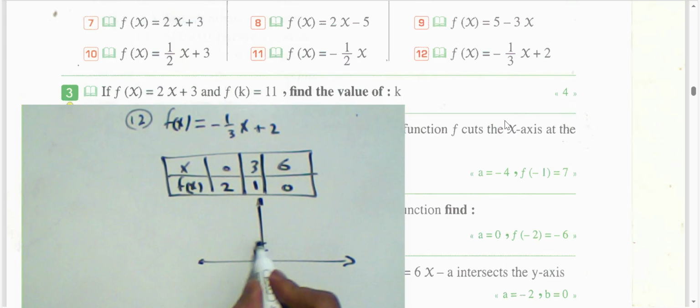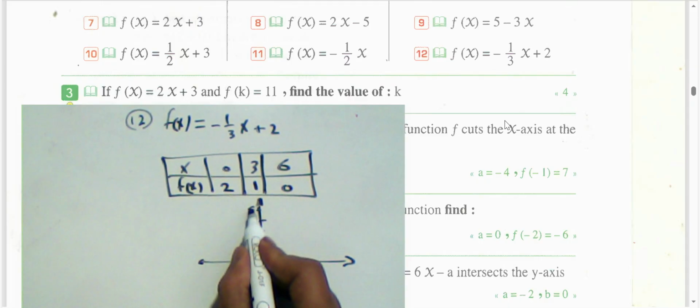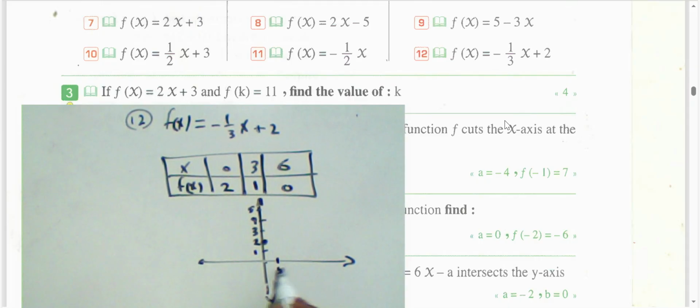0 with 2. We have 1, 2, 3, 4, 5, 1, 2, 3, 4, 5, and 6. 3 with 1, 6 with 0.